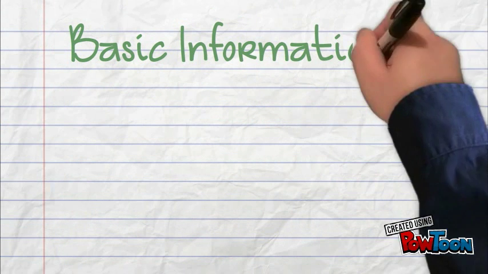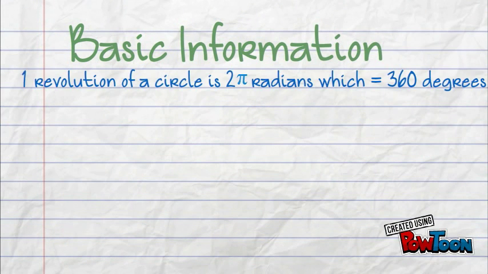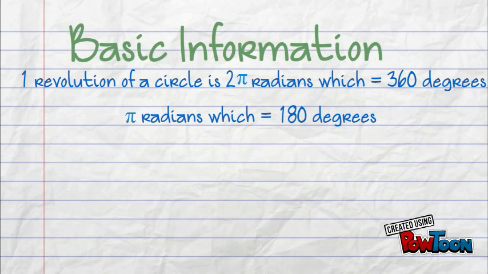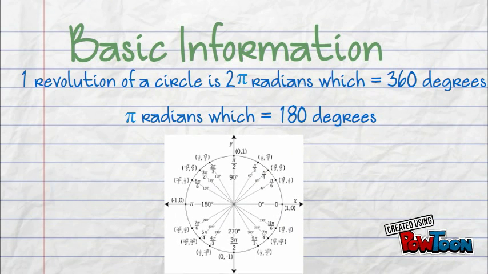Okay, so we'll start off with some basic information. We know that one revolution of a circle is 2 pi radians, which is equal to 360 degrees. Half of that would be pi radians, which is equal to 180 degrees. And we'll be using the unit circle to check our work throughout this lesson.